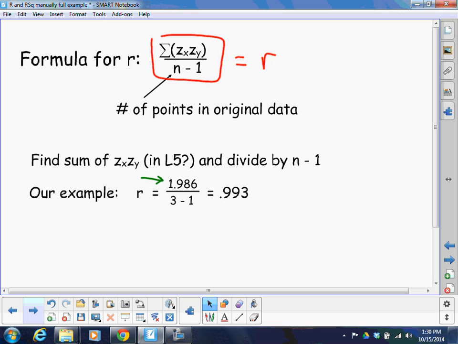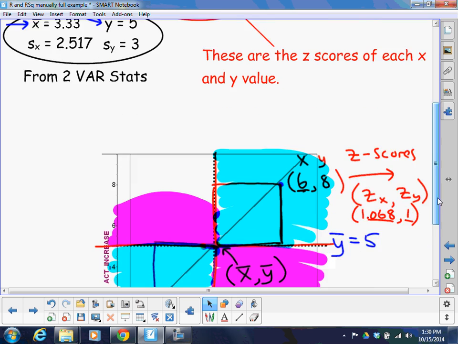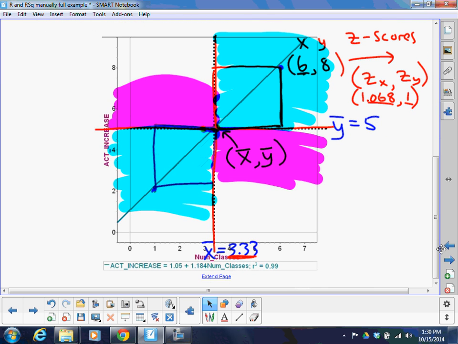It's kind of like when we did standard deviation. You divide by 1 less than however many points you have, and there's a reason for that that'll come up later in the year. But basically, that gives you your correlation, and that gets us a 0.993. So that means it's a very strong positive correlation. And you can see, from the graph again, the blue shaded quadrants give us positive correlations, and all of our points were either in there or they were 0. We had nothing negative to subtract from it.